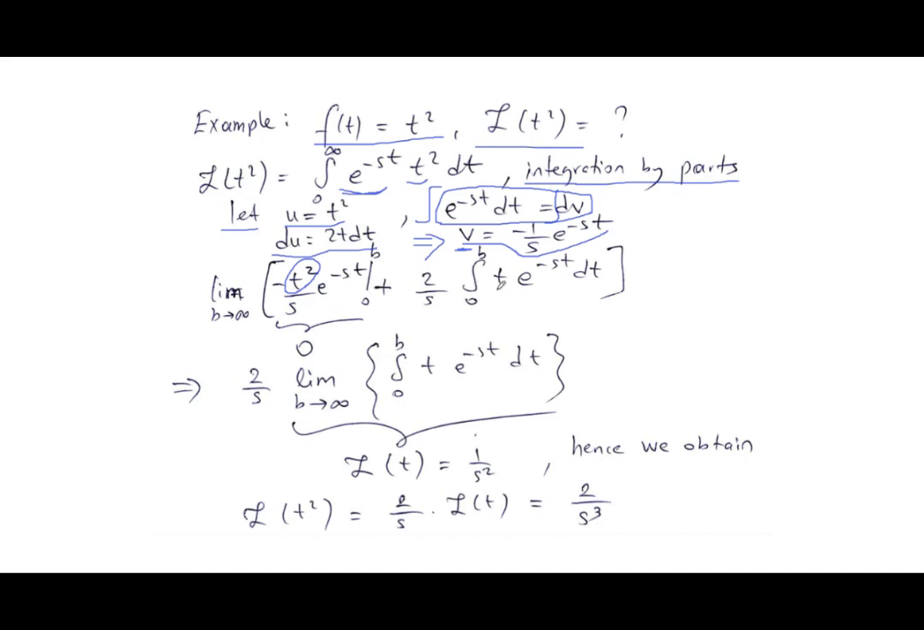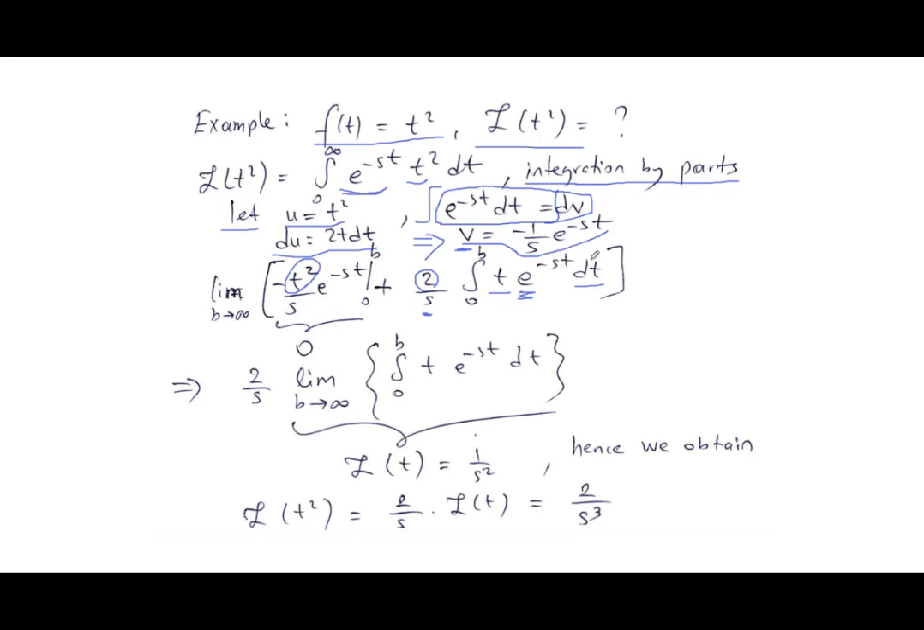In the integral, we have v times du, and du is 2 times t times dt. So we have 2 times t and dt. That is actually the du substituted in this integral. And then we have the expression v, which brings us this 1 over s and e to the power minus st.